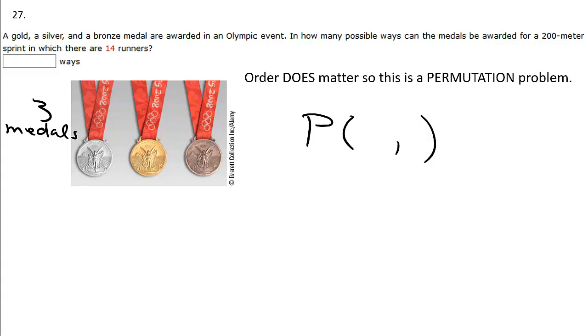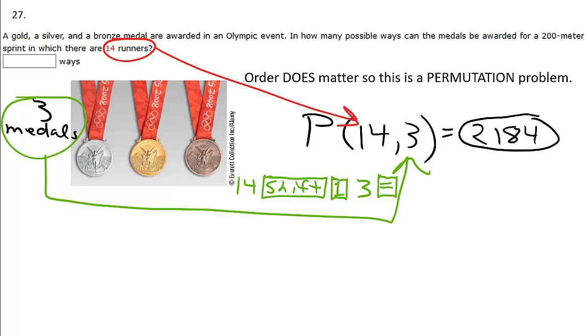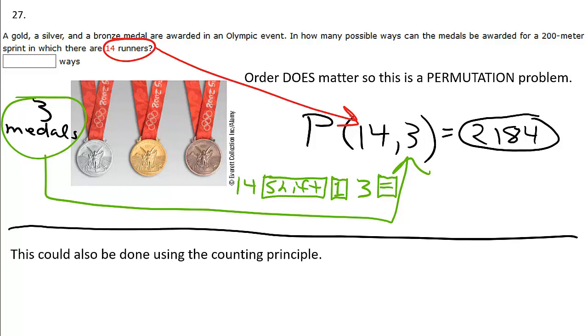So we just have to figure out what numbers to use for our permutation. Because there are 14 runners, that will be the first number in the permutation calculation. And because there are 3 medals, that will be the second number in the permutation calculation. And as you should be familiar with now, when you're doing a permutation on your calculator, you use Shift 1. So you type in 14, do your Shift 1 for permutation, then enter the 3, which is a small number, and press equal to, and it will give you 2,184.